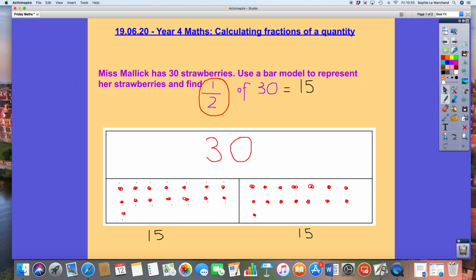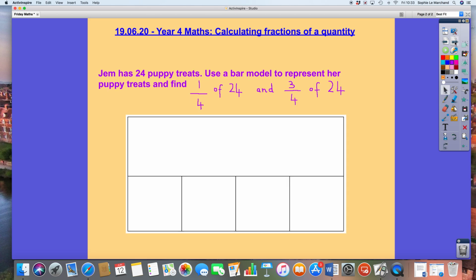Now that's a very simple question, but I want us to have a look at a more complicated one now. So here's my next question. Jem has 24 puppy treats. Use a bar model to represent her puppy treats and find a quarter of 24 and 3/4 of 24. So this is how you would complete a bar model to help you answer this question.